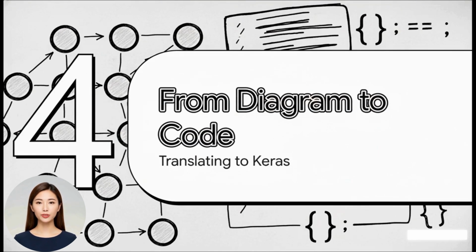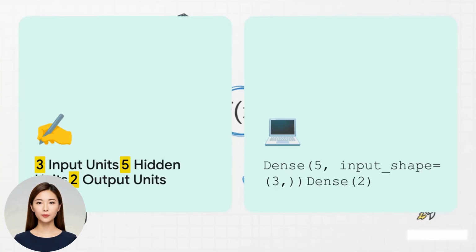Okay, understanding the diagram is one thing, but what does this look like when the rubber meets the road? Let's see how this abstract idea of a network gets translated into actual real-world code using a popular framework called Keras. So check this out. On the left, you've got our simple network diagram. 3 inputs, 5 hidden neurons, 2 outputs. And on the right, believe it or not, that's the entire network written in code. It's a direct one-to-one translation. It's kind of amazing, right?